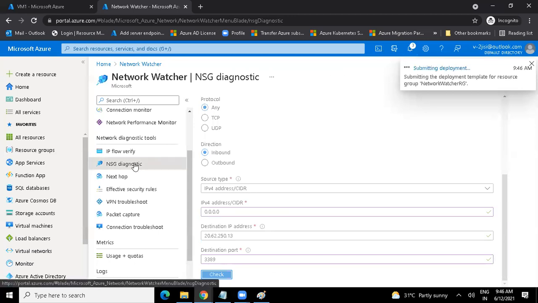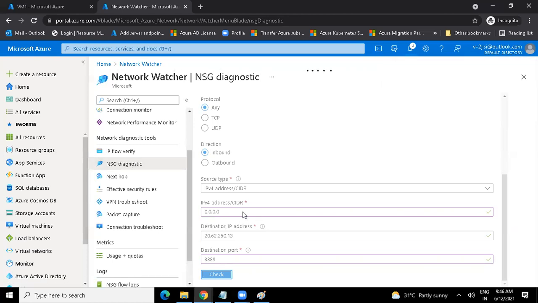NSG diagnostics means if any inbound traffic, whether it was TCP or UDP, came to this VM number 1, now from where this traffic came, what is the source? I'm saying traffic is coming from the internet, or maybe from the specific public IP of my laptop. What is the destination IP? Where the traffic hit? On the public IP of the machine. On which port it was hitting? Maybe on any port or on 3389 or on port 80. So you can define it. That's how you would be able to check what traffic came in and what traffic went out. So with the help of NSG diagnostics, we would be able to check.